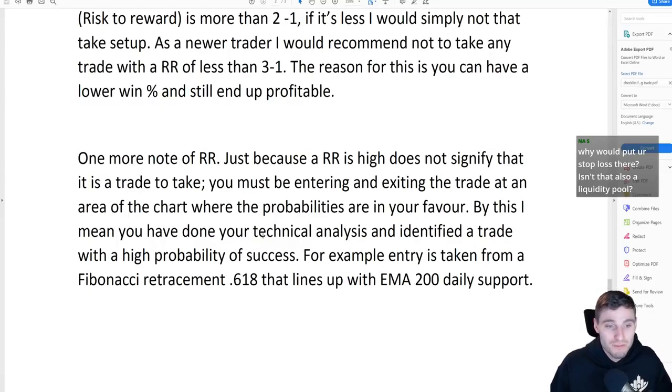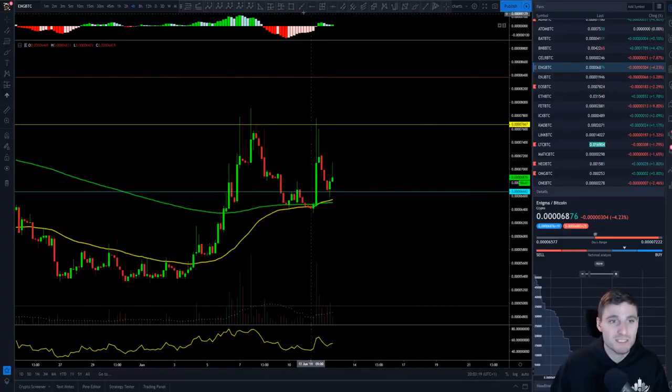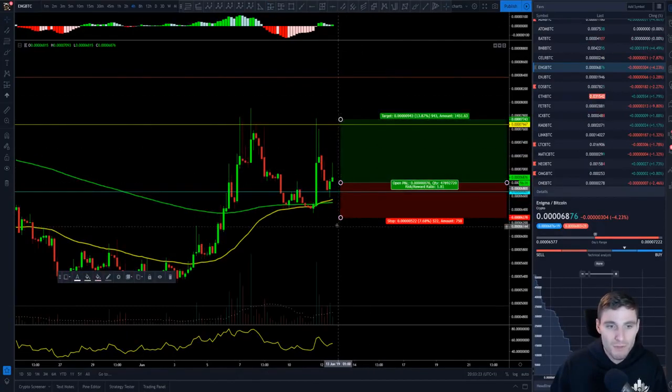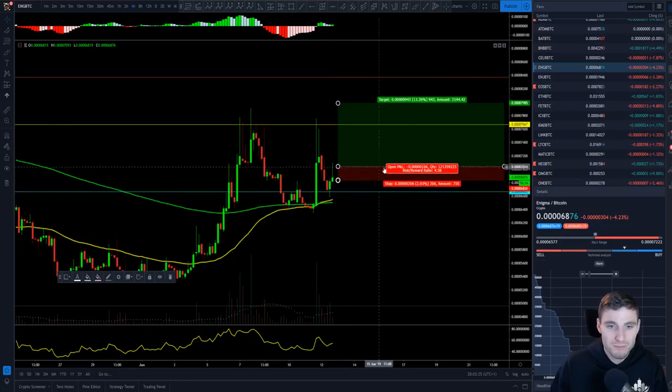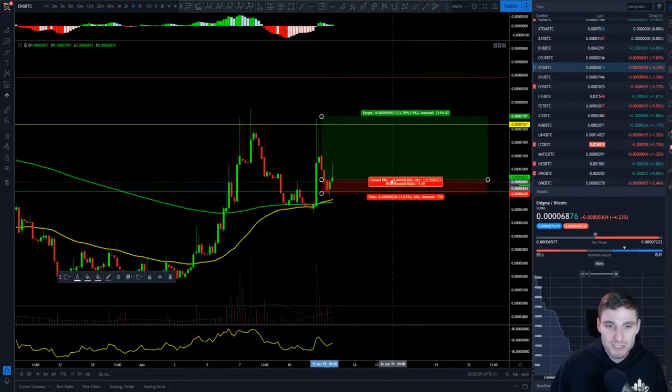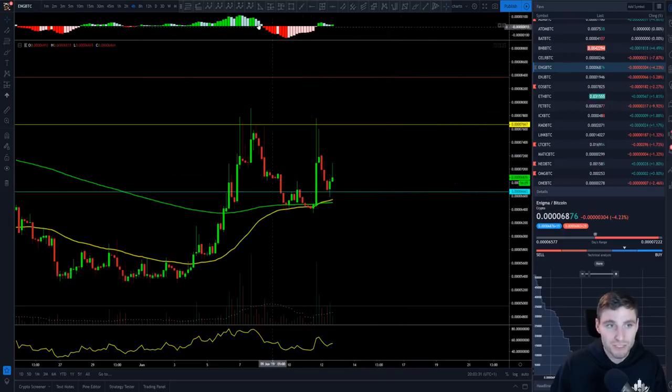By this I mean that you have done your technical analysis and identified a trade with a high probability of success. For example, an entry is taken from a Fibonacci retracement 618 that lines up with the daily 200 EMA support. What I mean is you cannot just randomly take out the position and say, oh, here I am with a 4 to 1 risk to reward ratio trade, I'm going to take it. You can't just randomly take this tool out and say, oh, it's a good risk to reward ratio trade, I'm going to take it.